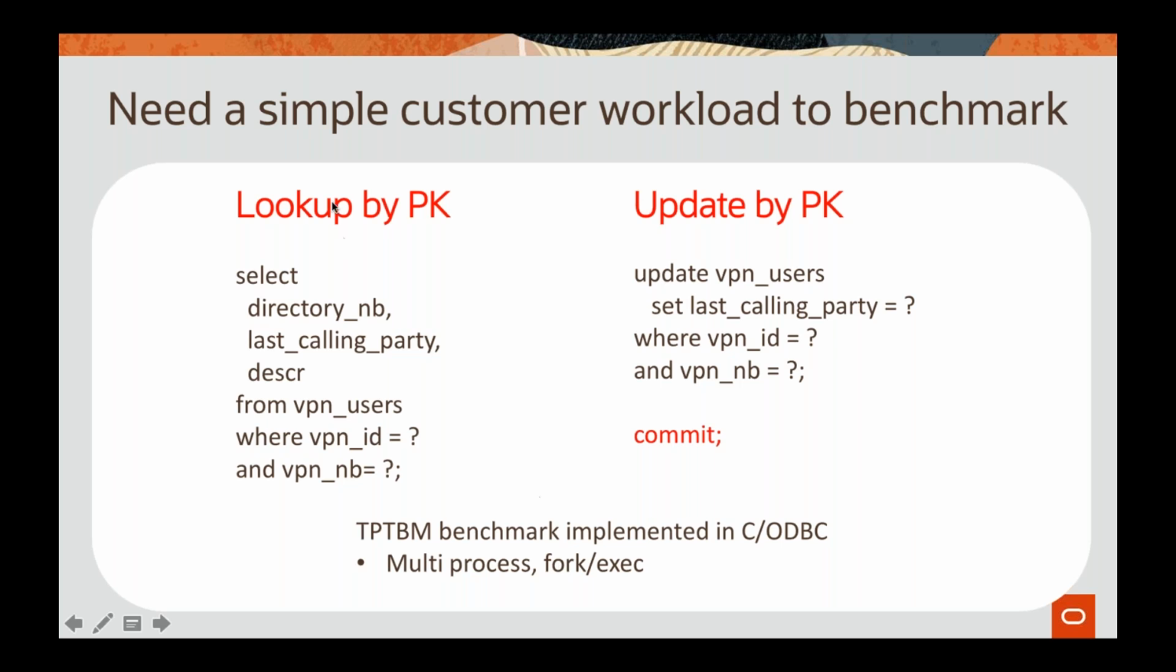What's the workload? I'm doing primary key lookups and updates by primary keys as ACID transactions. I tested this using a C program with ODBC. It's an existing program we had, so it was multiprocess. We did fork and exec. It obviously also works with pthreads, works with JDBC, whatever your favorite API is.